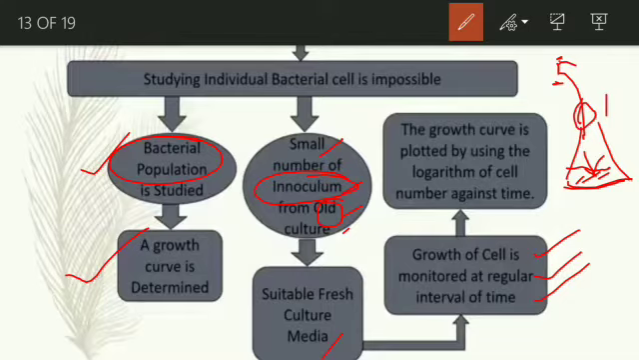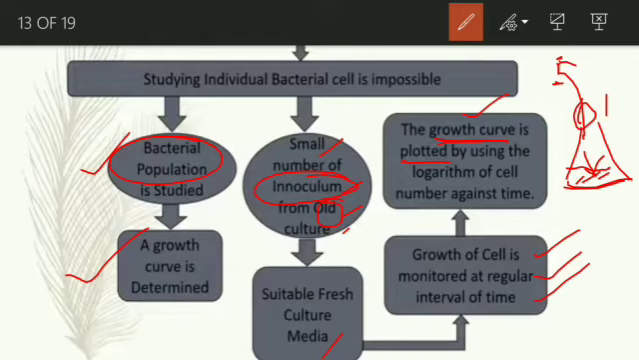Once you observe again and again at time intervals of half an hour or 1 hour, you are able to plot a curve. Whatever curve you plot is called the growth curve. You will get a growth curve. How will you get a growth curve?